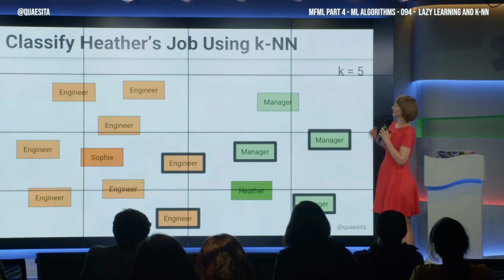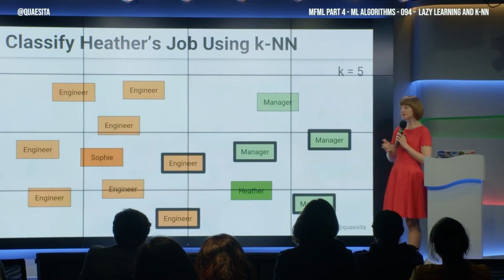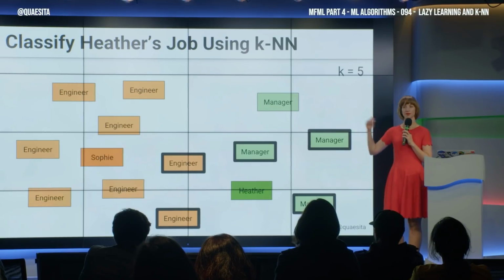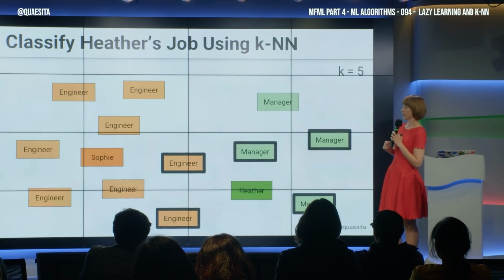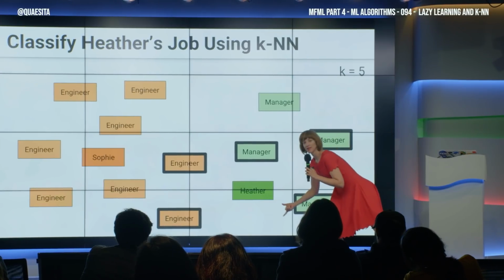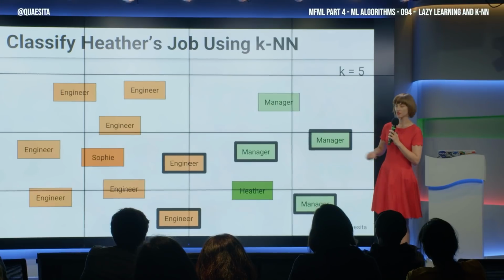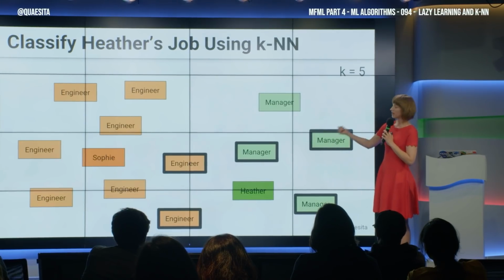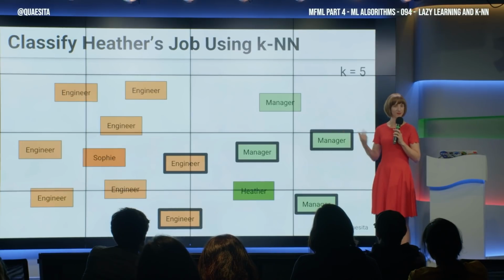Now, let's look at the effect of K. If we set K to 15, there is nowhere that poor Heather can hide. She will get the engineer label just simply because there's more engineers. If we set K equals 1, and we have my desk nearby, and I'm a decision scientist, or statistician, whatever I am, then poor Heather gets that same title, even though there's only one of me.